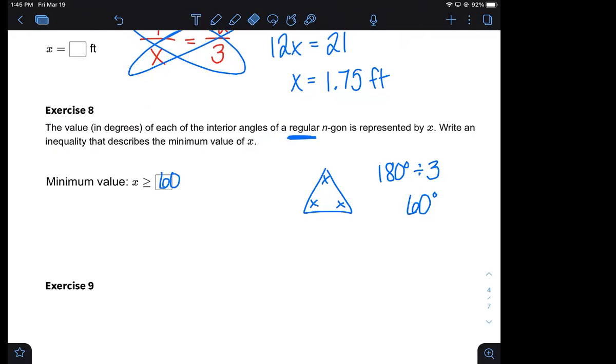Okay. What does a regular quadrilateral look like? 4 is a square. And if I divide 360 by 4, because a quadrilateral has 360 degrees, I get 90. And so as you increase the number of sides, the interior angles get bigger. Therefore, the exterior angles, as we saw in problem 4, get smaller. And they'll always add to 360 for the exterior angles.